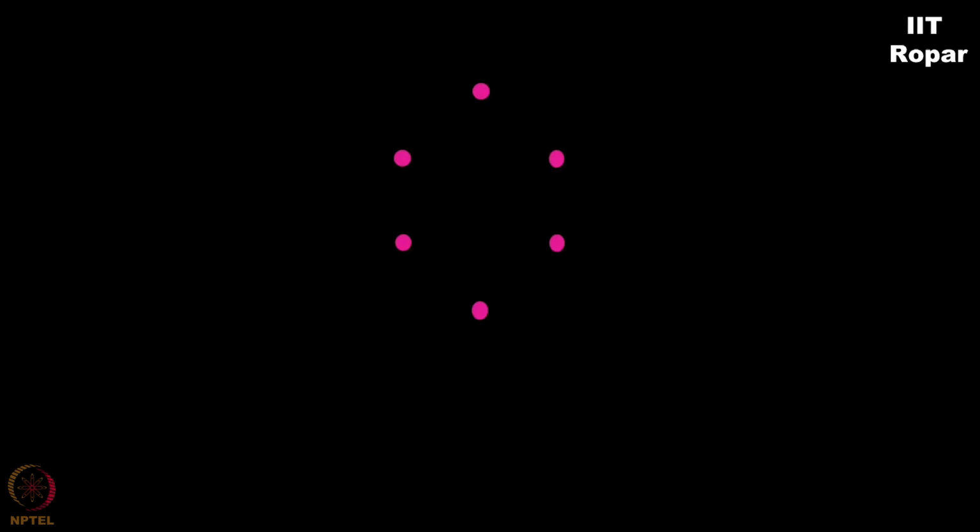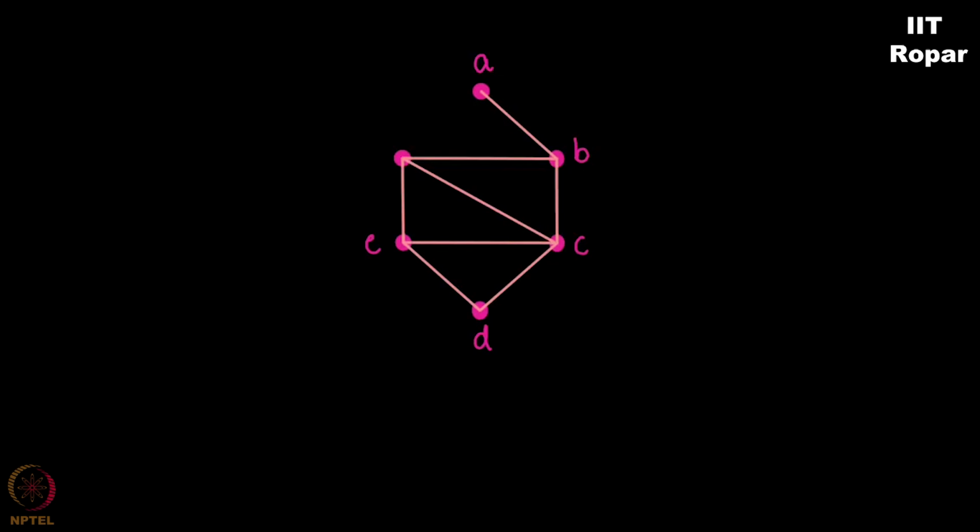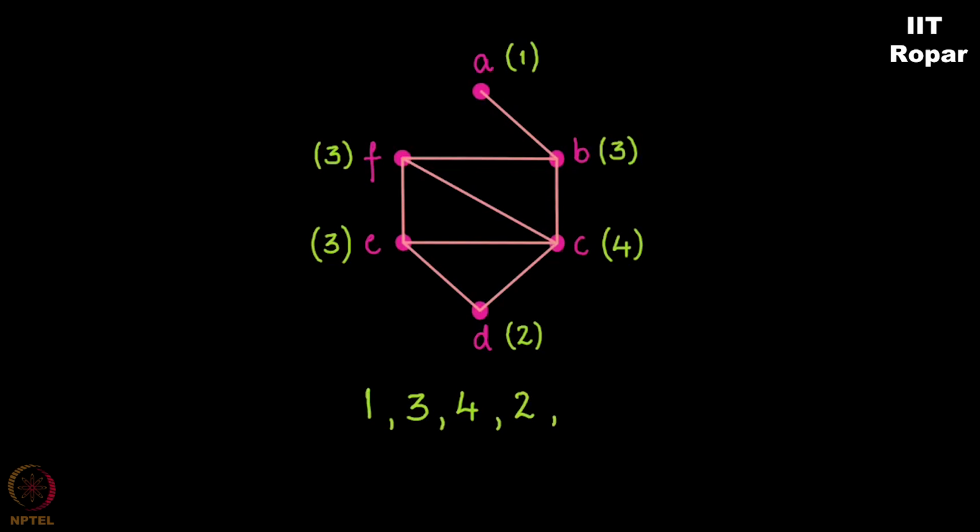Look at this graph. For the sake of clarity, I have written a bigger graph. A graph with 1, 2, 3, 4, 5, 6 vertices and several edges. As you can see, let's call the vertices A, B, C, D, E, F. Vertex A has degree 1, B has 3, C has 4, D has 2, E has 3, F has 3. And the degree sequence happens to be 1, 3, 4, 2, 3 and 3.